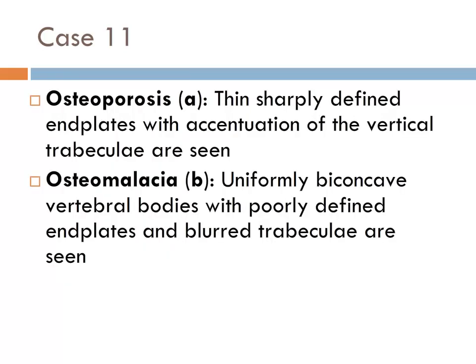Case No. 11, osteoporosis. A thin sharply defined end plates with accentuation of the vertical trabeculae are seen. Osteomalacia. B. Uniformly biconcave vertebral bodies with poorly defined end plates and blurred trabeculae are seen.